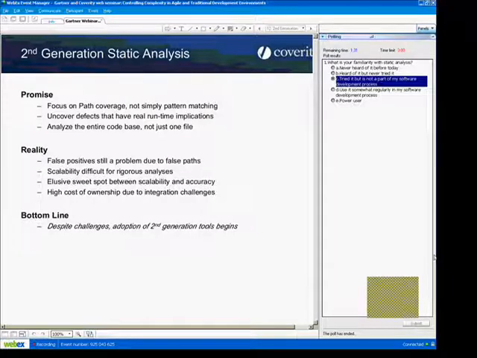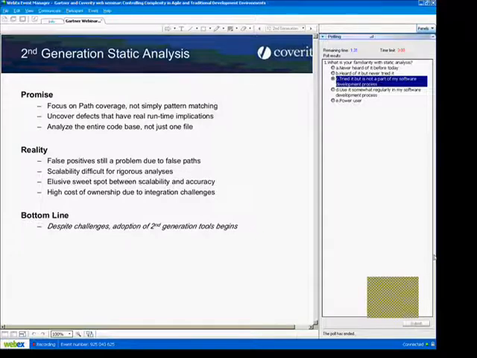However, there were still some problems. There was still a false positive problem. We'd see false positive rates of 50, 60, 70, 80%. Scalability could be difficult for the more rigorous analysis if you wanted to analyze hundreds of thousands or millions or tens of millions of lines of code, as many code bases tend to be these days. There would be scalability issues. And there really is an elusive sweet spot between getting very good results, real defects in an accurate way, and the scalability of your analysis.